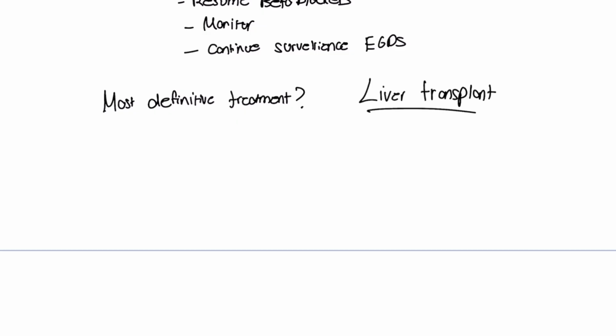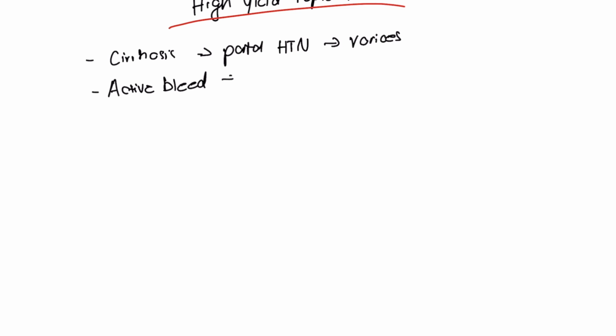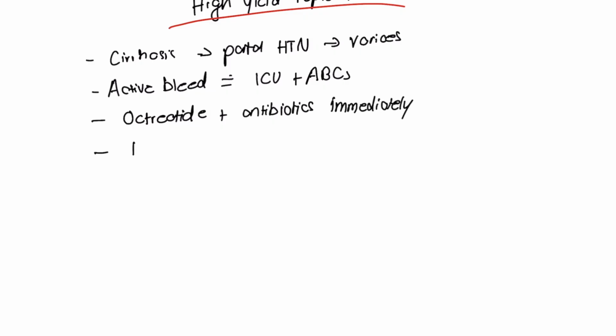That's pretty much all the big things. So we'll review using our high yield rapid fire. Remember, cirrhosis causes portal hypertension, and the collateral blood flow causes varices. If you have an actively bleeding patient that's cirrhotic and at high risk of variceal bleeding, then they need the ICU. You need to do your ABCs and get peripheral access or some type of vascular access for blood transfusions. These patients should be started on octreotide and antibiotics immediately.